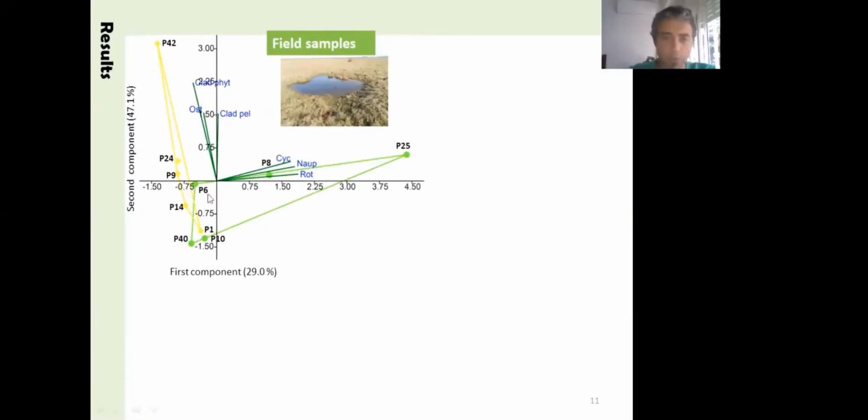First group, in green, the large hydroperiod pond, and in yellow, the short hydroperiod pond, where cyclopoids and also rotifers were positively associated with the large hydroperiod pond, while Cladocera, phytophilous Cladocera, and also ostracods were associated with the short hydroperiod pond.